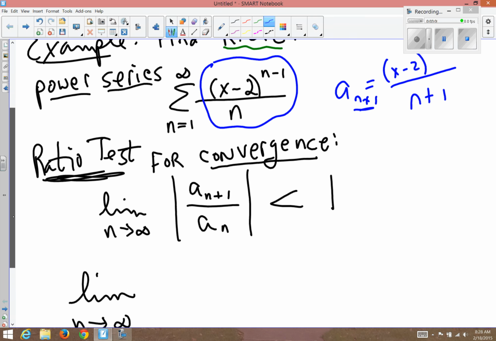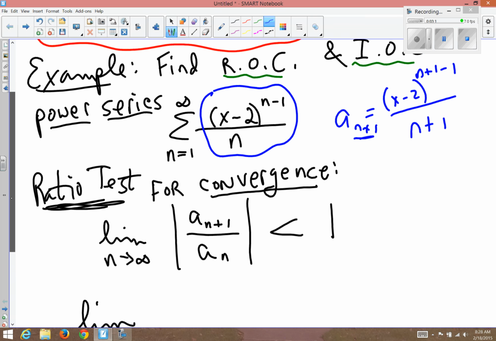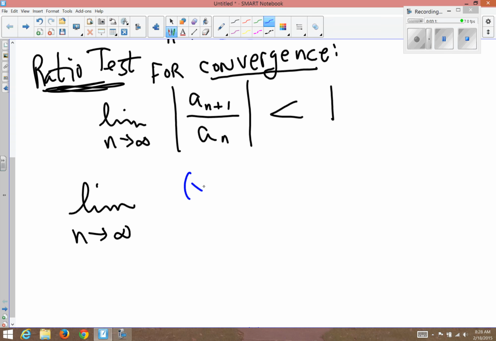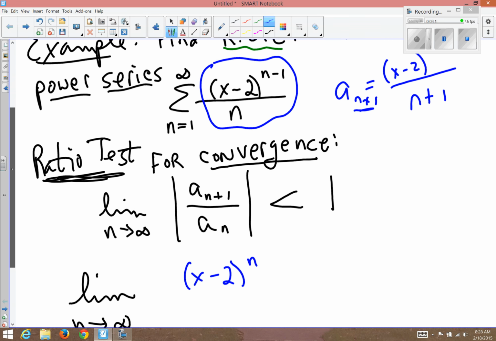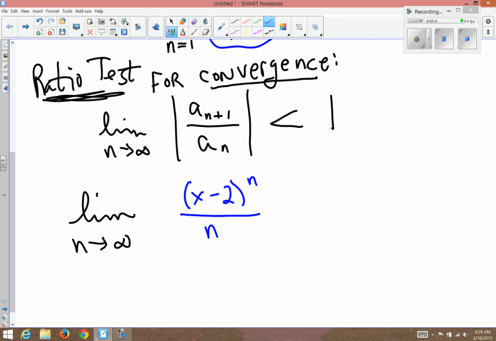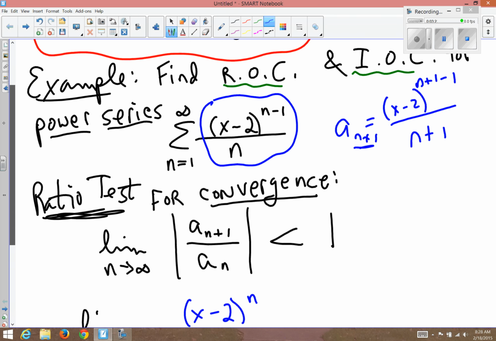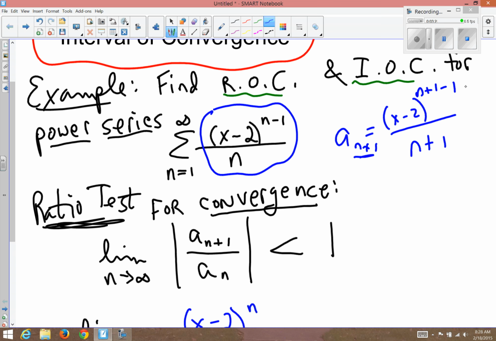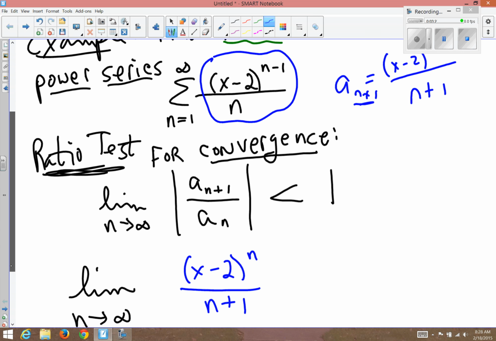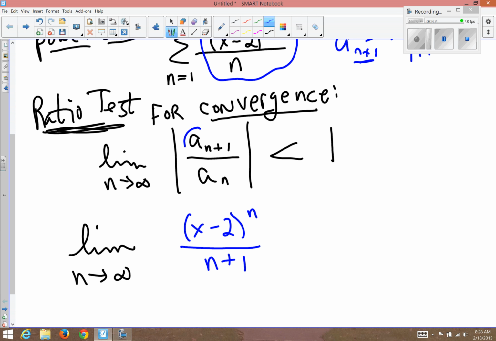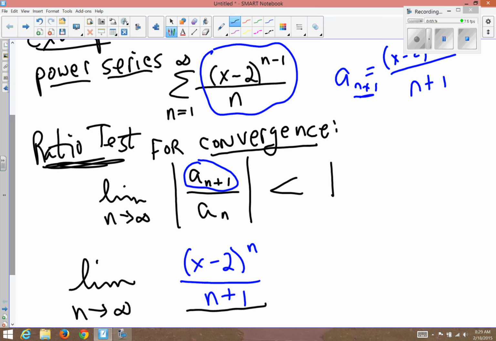The n plus first term of this series is (x minus 2) raised to the n over n plus 1, because right here, n plus 1 minus 1 is just n. That's the n plus first term. Over the nth term, which is just what has the blue circle around it: (x minus 2) to the n minus 1 over n.